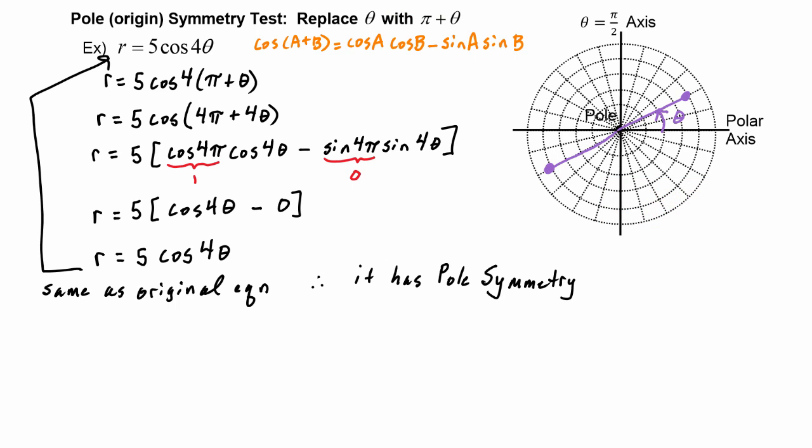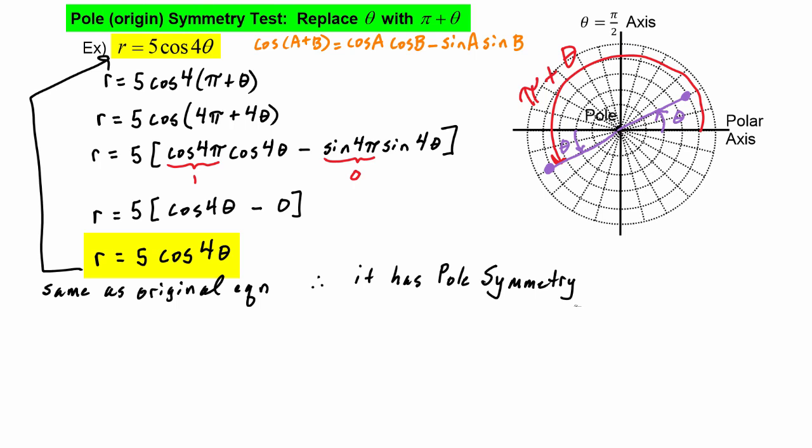Pretty easy to see that this reference angle right here is theta, which means if you started from the positive x-axis and went all the way over, you can see that is going to be an angle of pi plus theta. And that's why the symmetry test has you replace theta with pi plus theta. Because if the function lines back up with itself, in other words, the equation you get in the end matches the equation you started with, then that means the graph will have pole symmetry.